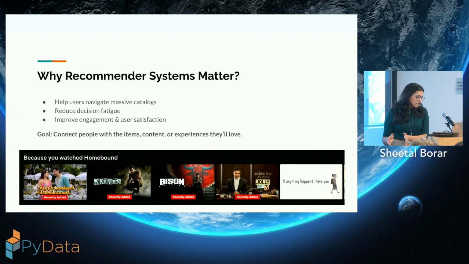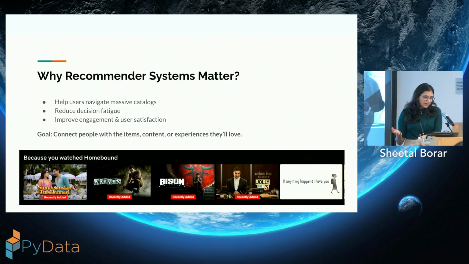They serve three critical functions. They help users navigate massive catalogs. At Etsy, we have over 100 million active listings. Nobody can actually browse that, so recommender systems help you surface relevant items from this ocean of choices. They reduce decision fatigue. Too many choices actually paralyzes us. Good recommendations filter down what matters, making decisions easier and faster.